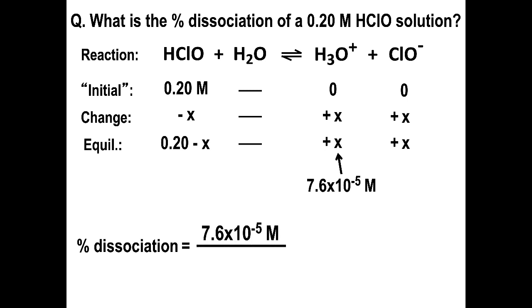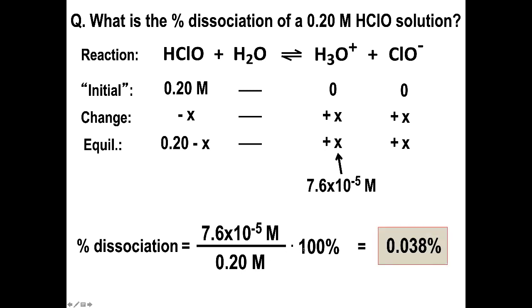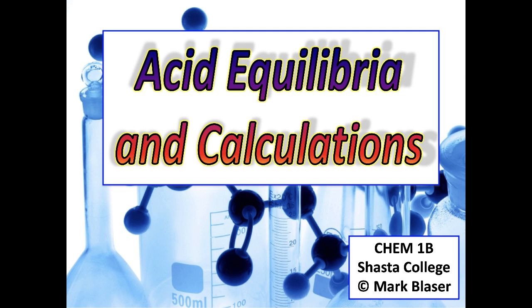So the percent dissociation is how much is dissociated, 7.6 times 10 to the minus fifth molar, divided by the original concentration, 0.20 molar, times 100 makes it a percent. And if we do that calculation, it's 0.038% dissociated. And note, this is a very small percent dissociation, and hypochlorous acid was a pretty weak acid with a very small Ka value. So that is it for an introduction to acid equilibria and calculations.